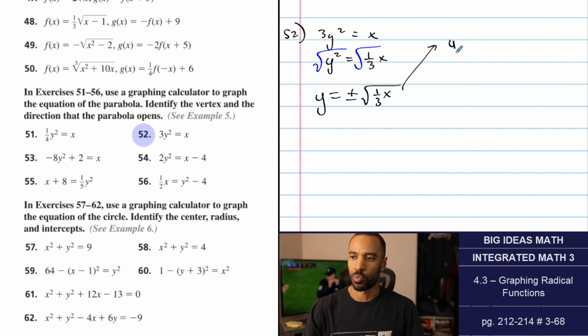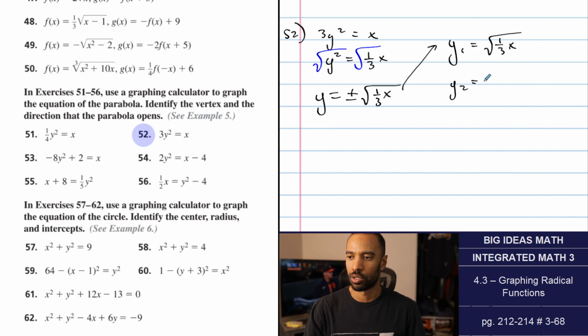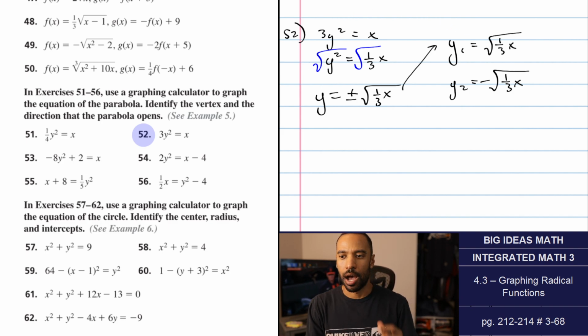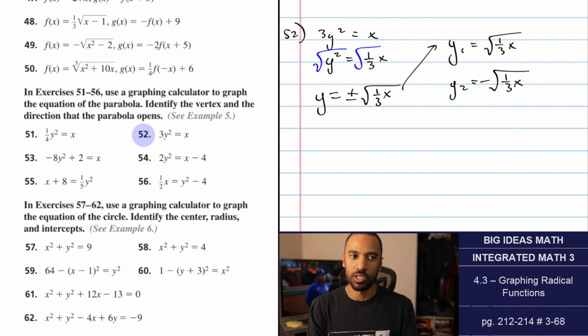So our two different equations we're going to write are y1 equals positive root of 1/3 x and y2 equals negative root of 1/3 x. So let's get those two graphed. Same deal. It's going to be opening up to the right with the vertex at the origin.